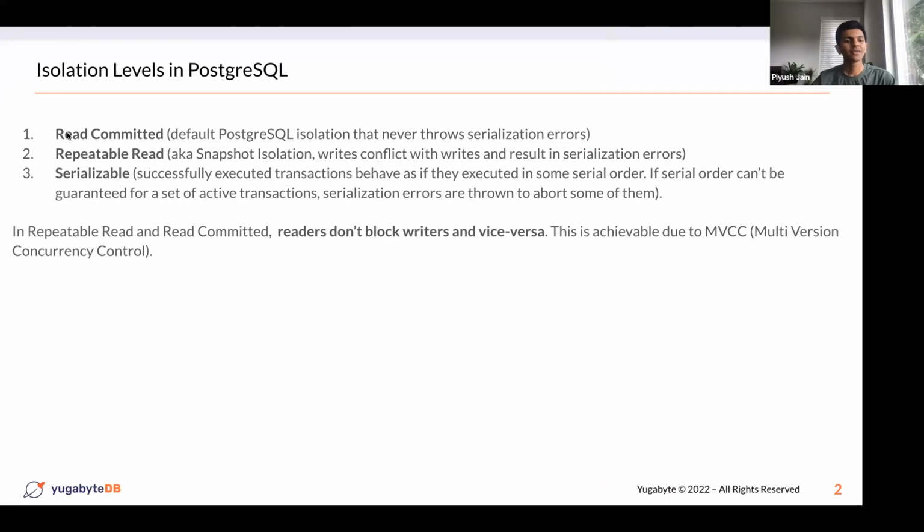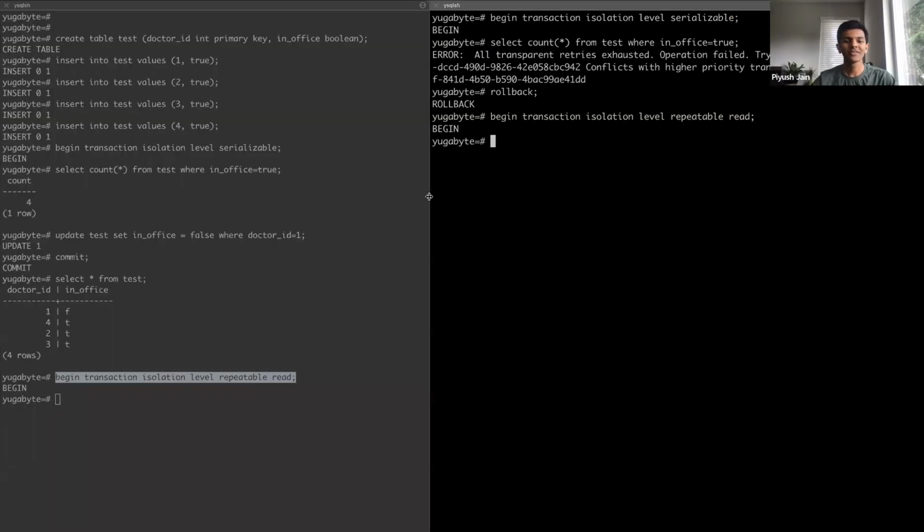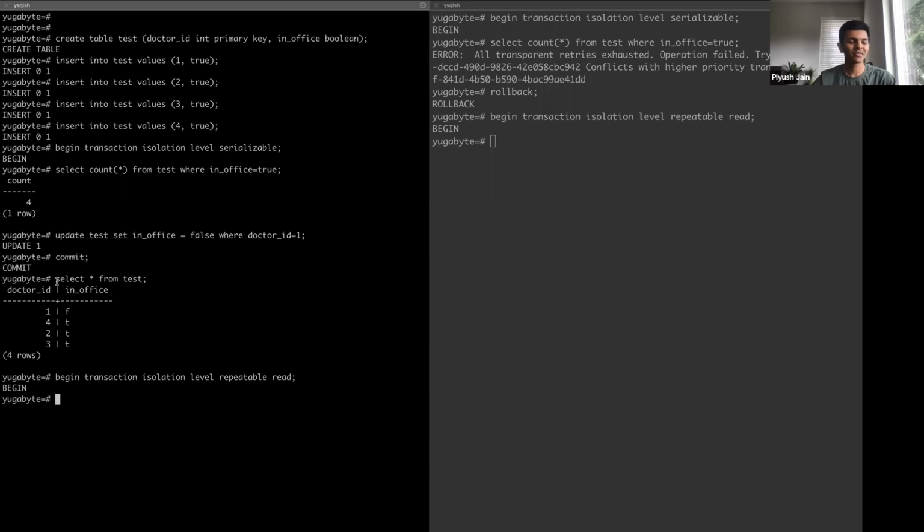Again, I say Postgres here, but we are doing all of this in Yugabyte. It doesn't matter because it's the same semantics, right? So use Postgres, use Yugabyte, it's the same. So what we'll do now here is, as you said, let's update Doctor 2 and send him out of office, right?